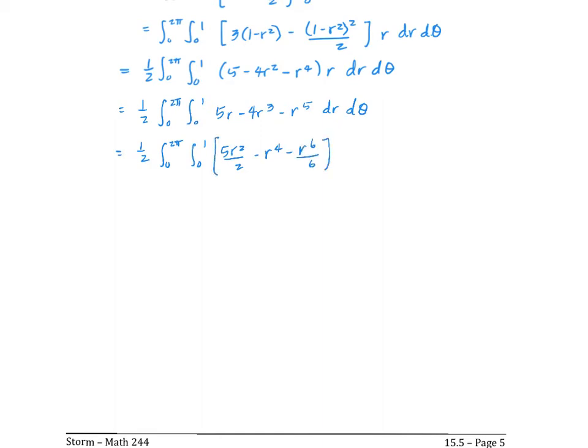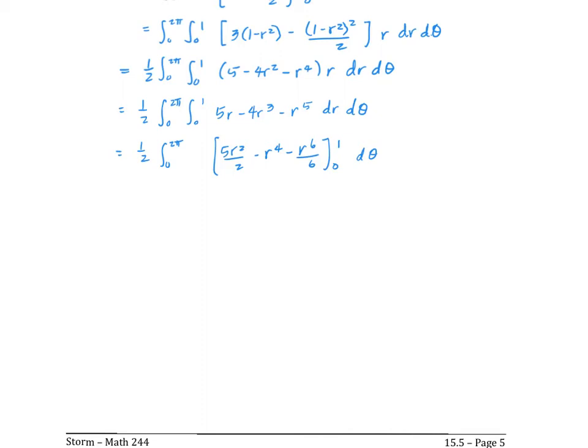And I'm evaluating this from 1 to 0. Oops, I don't know why I did this. Left my integral in. Talking and writing.